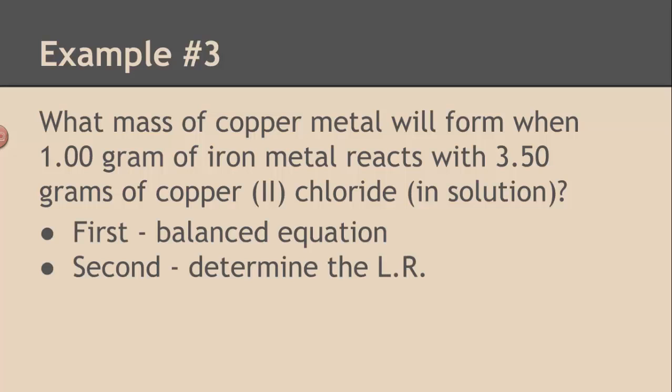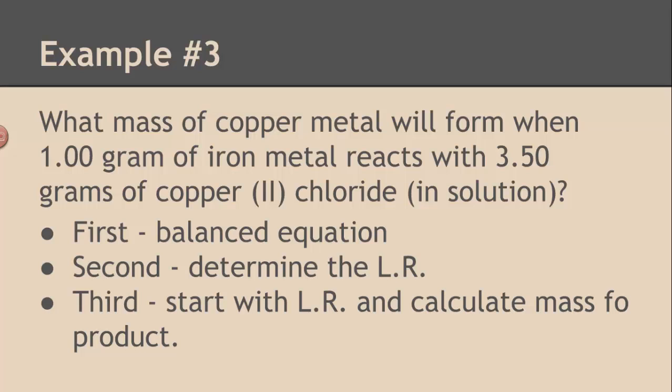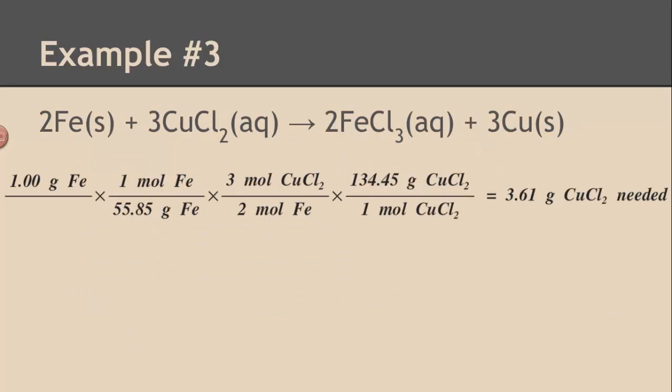So let's start with the balanced equation. After that, we're going to determine which is the limiting reactant. How do I know I need to do that? Because I have information about both reactants. I have to figure out which one gets used up first. Then I'm going to start with that limiting reactant and calculate the mass of product. All right, so there's my balanced equation: 2Fe + 3CuCl2 goes to 2FeCl3 + 3Cu.